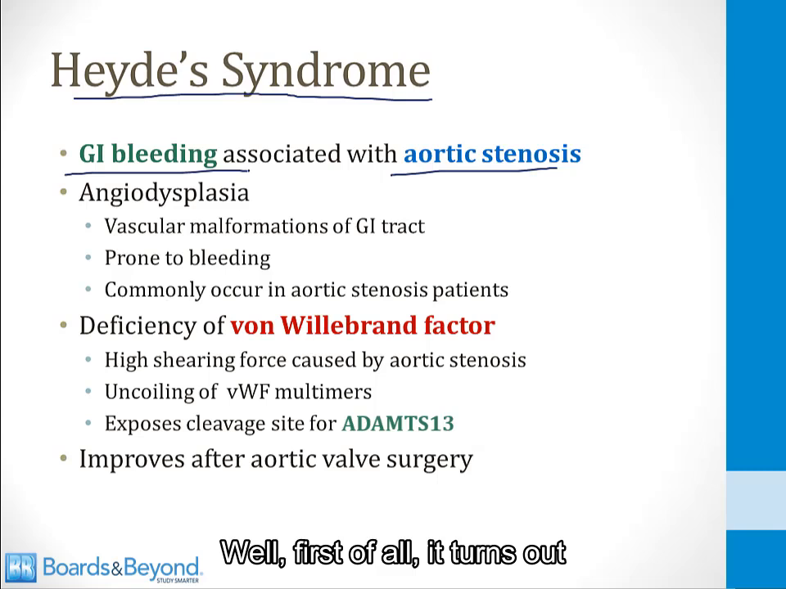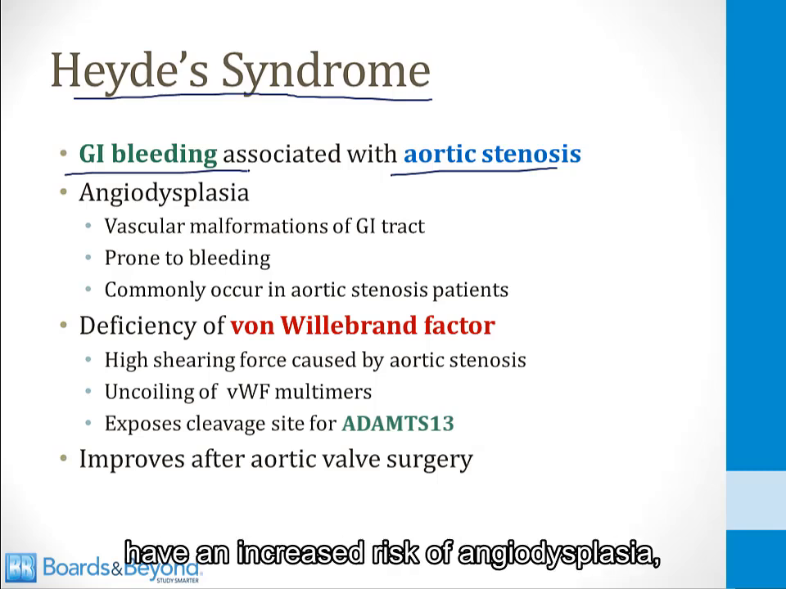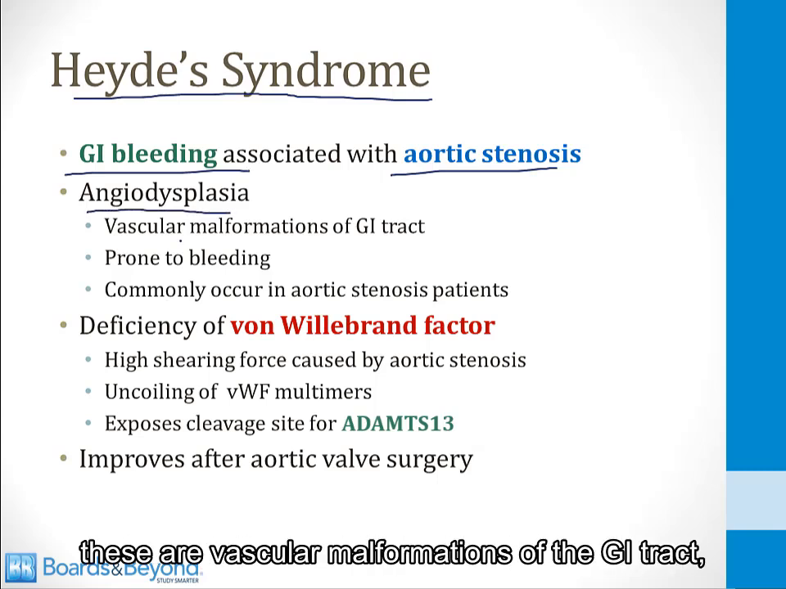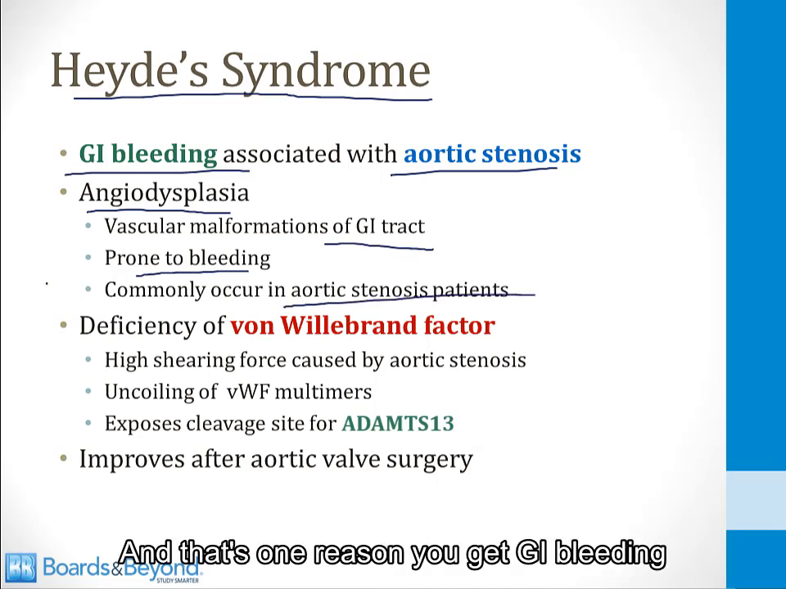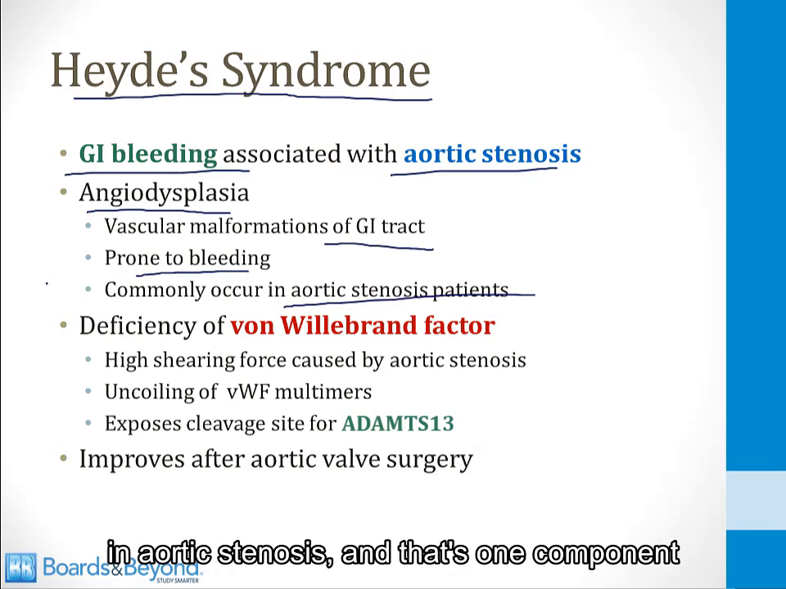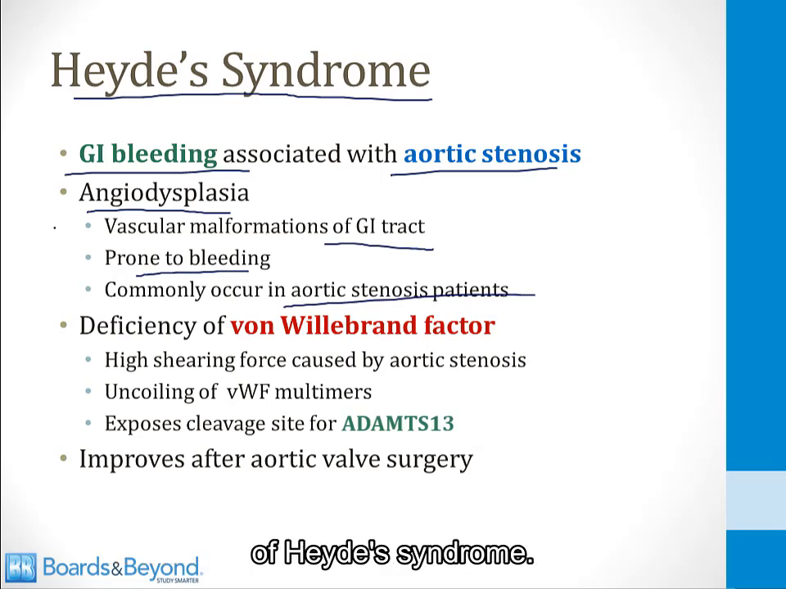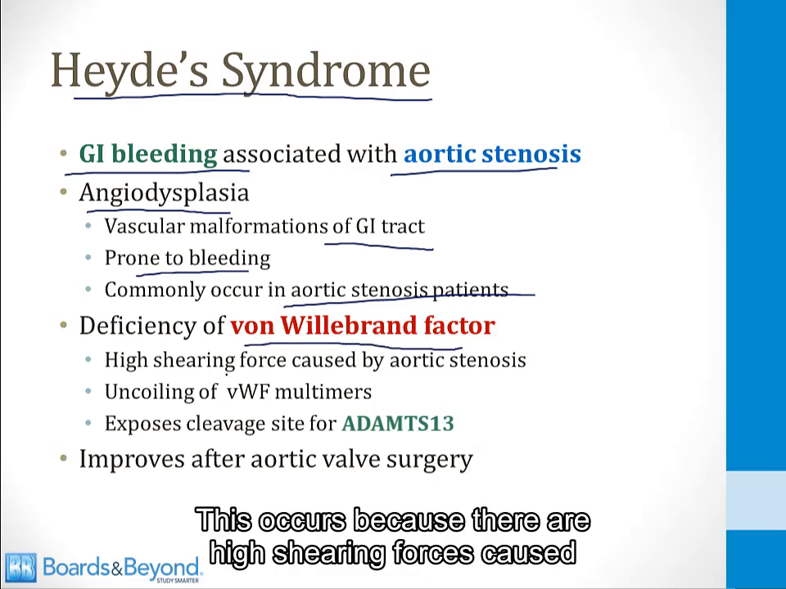Well, first of all, it turns out that patients who have aortic stenosis have an increased risk of angiodysplasia. These are vascular malformations of the GI tract, and they're prone to bleeding, and they commonly occur in aortic stenosis, and that's one reason you get GI bleeding in aortic stenosis. And that's one component of Hyde syndrome. The other component is a deficiency of von Willebrand factor. This occurs because there are high shearing forces caused by aortic stenosis.